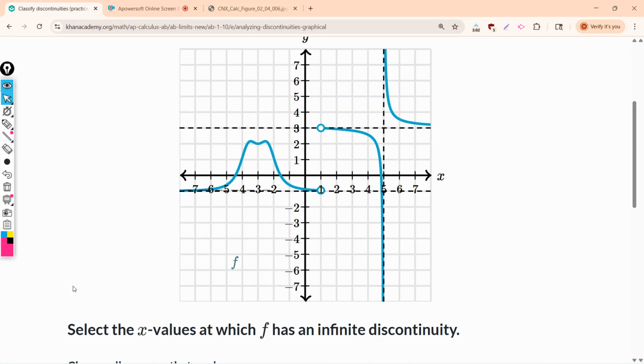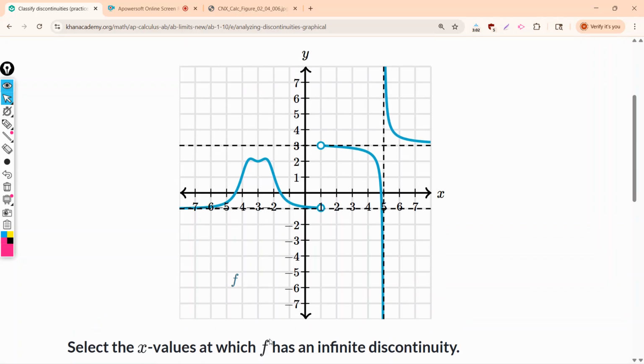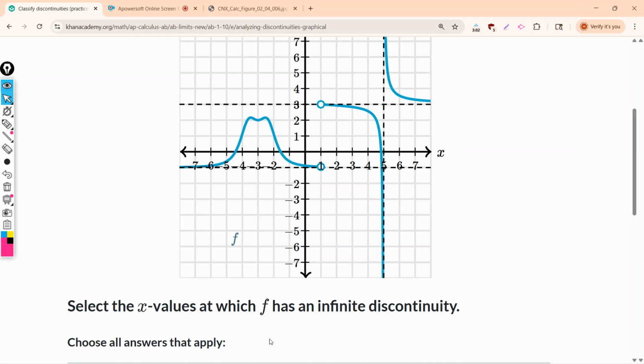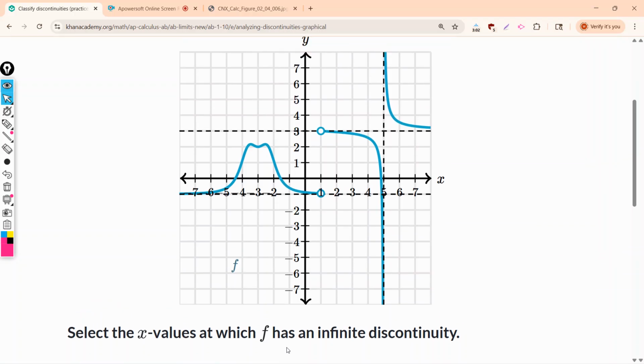All right, it says select the x values at which f has infinite discontinuity. So before I even look at the multiple choices, it's going to be choose all answers that apply. Infinite discontinuity, we already said it. It has to have vertical asymptotes. All right, it's going to have vertical asymptotes. So let's just find those.